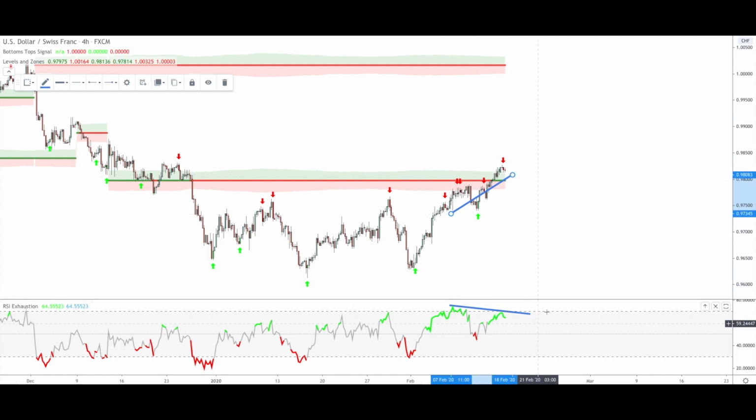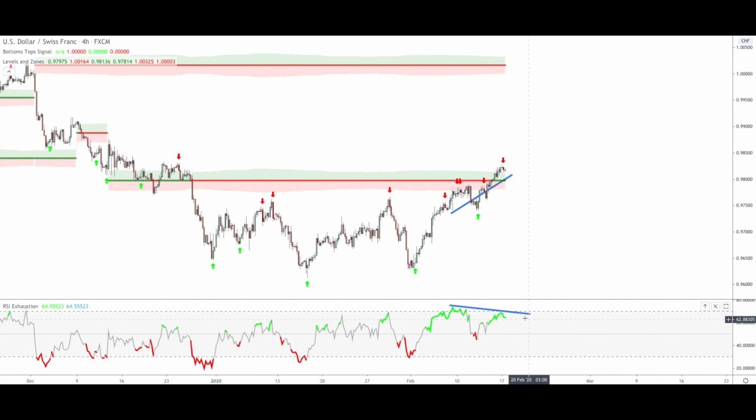So we have our first rule to have a sell setup, because right now we are interested in selling this pair. We are in a major downtrend, a bit of a sideways movement, and then we expect another downtrend. So the first rule is to have divergence between the price and the RSI.